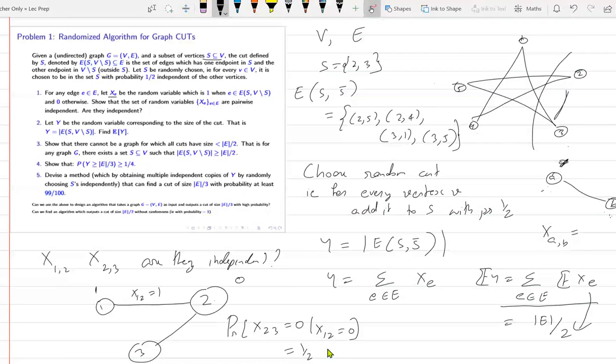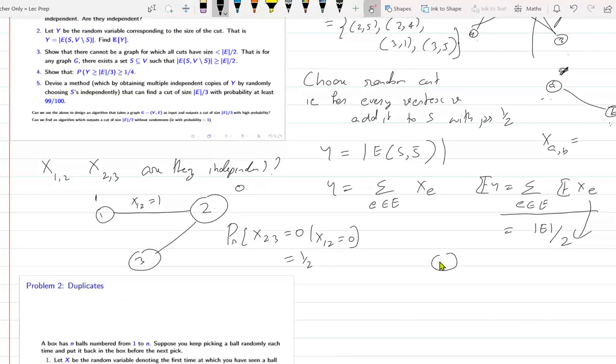But let's take 3 things: 1, 2, 3. Suppose I set 1 to be on one side of the cut, so x12 is equal to 1, and suppose I said x23 is also equal to 1. Now what is the value of x13? Is it random? No, x13 has to be 0. There's no other way.